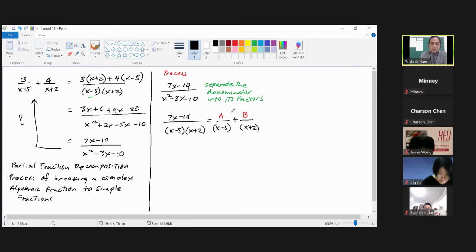Clear? So now that we have it like that, I am just going to start simplifying it. We simplify by multiplying it with the denominator, times x minus 5 times x plus 2. What will happen here?